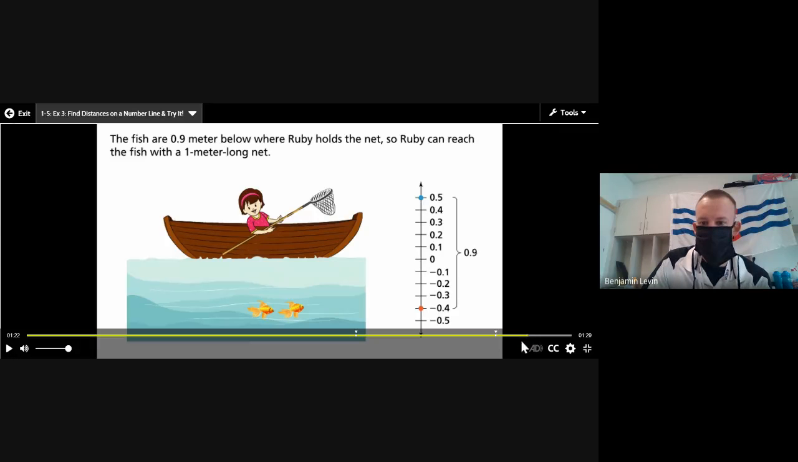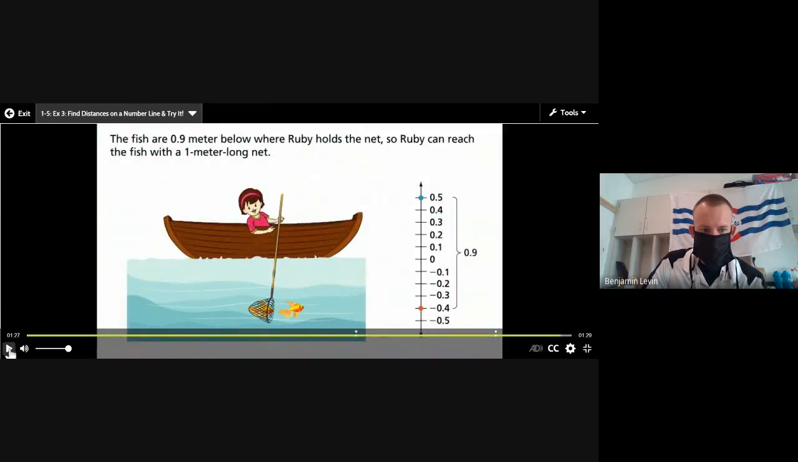So the question was, can Ruby reach the fish with her 1 meter long net? Yes, she can, because the distance between her and the fish is 0.9. So her 1.0 meter net would actually reach down to -0.5. So she's got 1/10 of a meter to spare to catch these fish, right? So she is going to be able to catch this fish. Her net is longer than she needs to reach the fish. Ruby holds the net. So Ruby can reach the fish with a 1 meter long net.